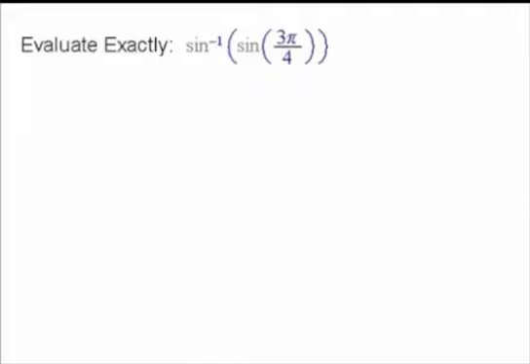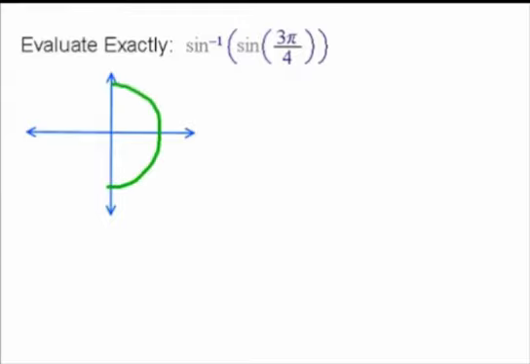The problem with that is if we go into a coordinate system and look at where sine inverse is defined, sine inverse is only defined in the first and the fourth quadrants. And 3 pi over 4 is way over here in the second quadrant. So it can't be the answer of 3 pi over 4, because sine inverse is only going to work in the first and the fourth quadrants.